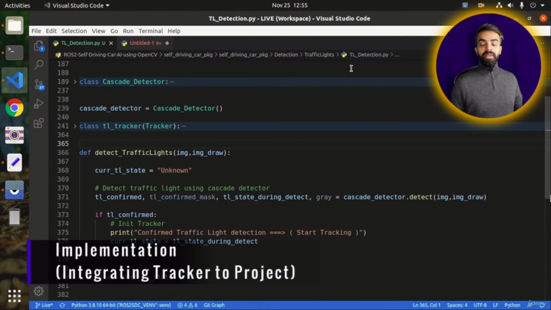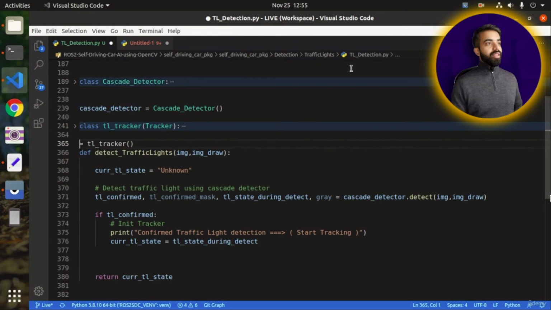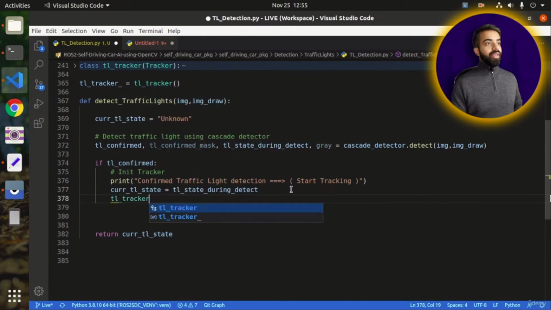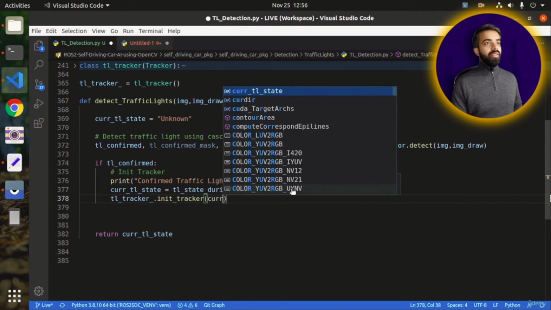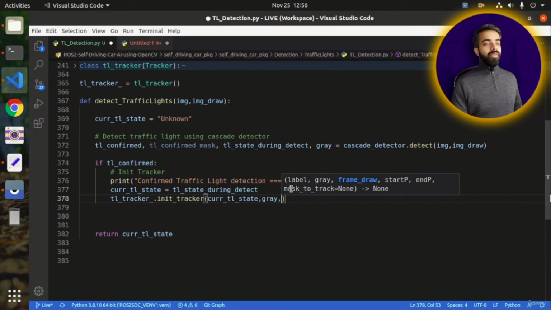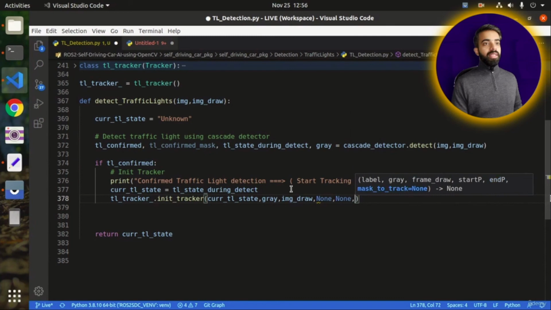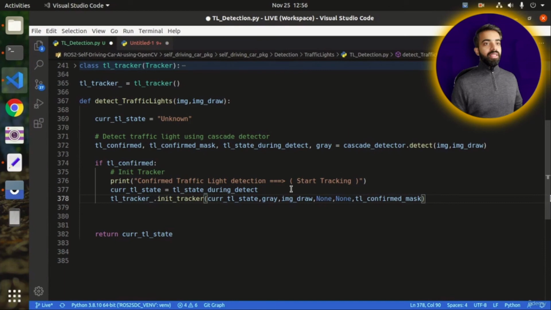For that, we need to create an object of the traffic light tracker class, which we write as TLTracker parentheses. This creates an object of this class, which we name TLTracker underscore. Once we have created its object, and once we have a confirmed detection, we can call its initialize tracker function of the tracker class, because we have a confirmed detection. That is written as TLTracker underscore dot init tracker. We pass in the first argument, which is the label, which is basically the current traffic light state. Second, the gray image. For the frame to draw, we pass in image draw. For the start and end point, we pass in None, because we are instead passing in the mask to track. For the mask to track, we pass in the traffic light confirm mask, which was received from the detection process. So this is basically the region to track.